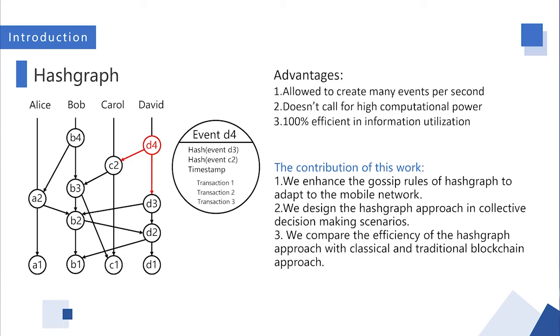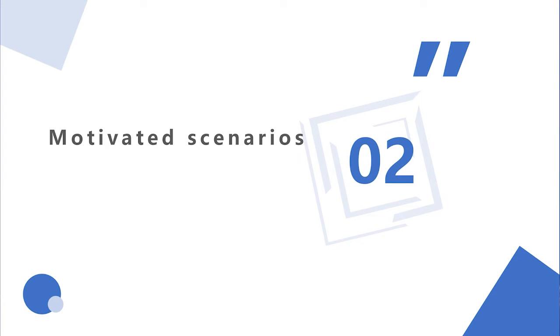With no proof of work, Hashgraph allows the node to create many events per second, and it doesn't call for high computational power. Besides, Hashgraph is 100% efficient in information utilization because no events will be discarded. The contribution of this work is shown on the right. In this work, we enhance the gossip rules of Hashgraph and design the Hashgraph approach. The second part is motivated scenarios.